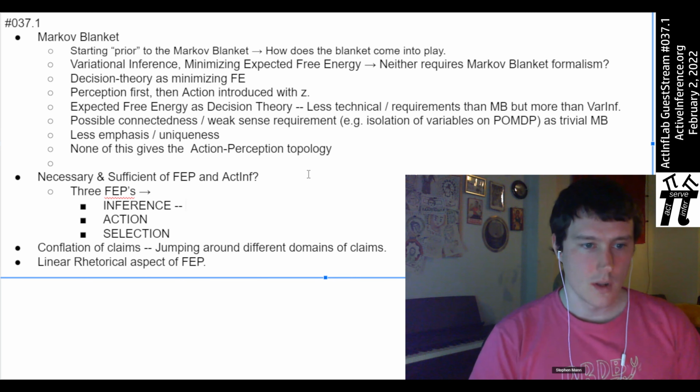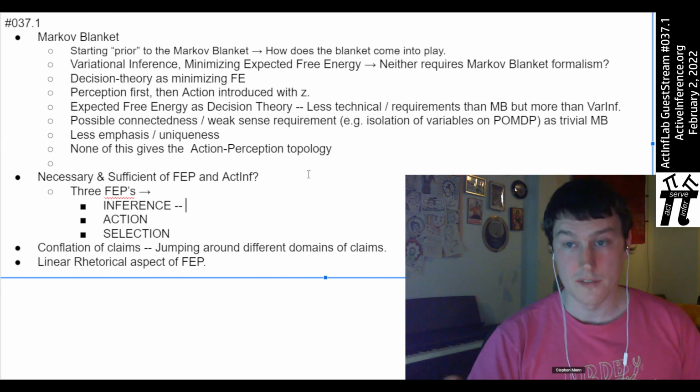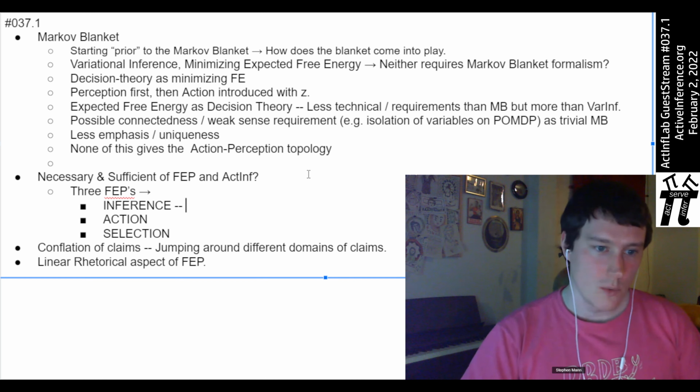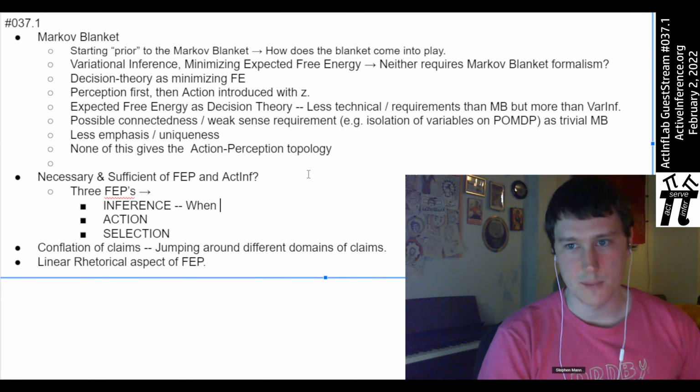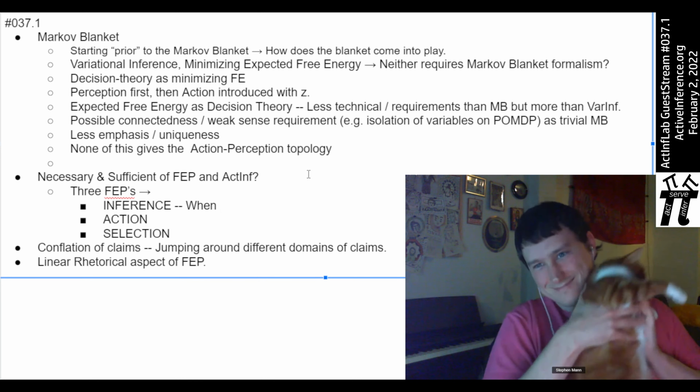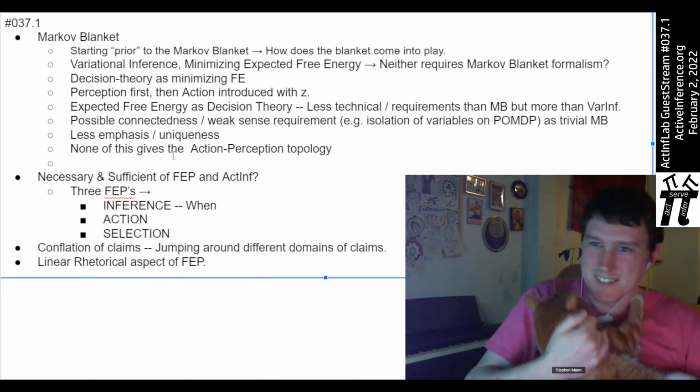Right. First one, free energy principle for inference, as we've defined it, is when updating your. Sorry, my cat is biting me. Ow. Sorry, I'll hold him up here so he doesn't bite my arm.